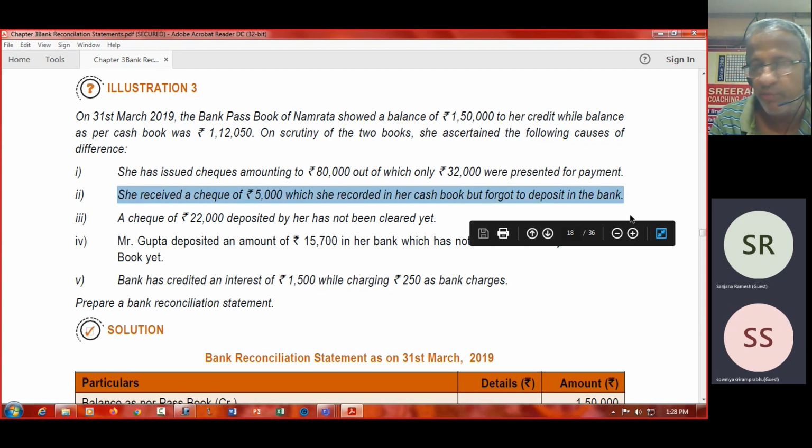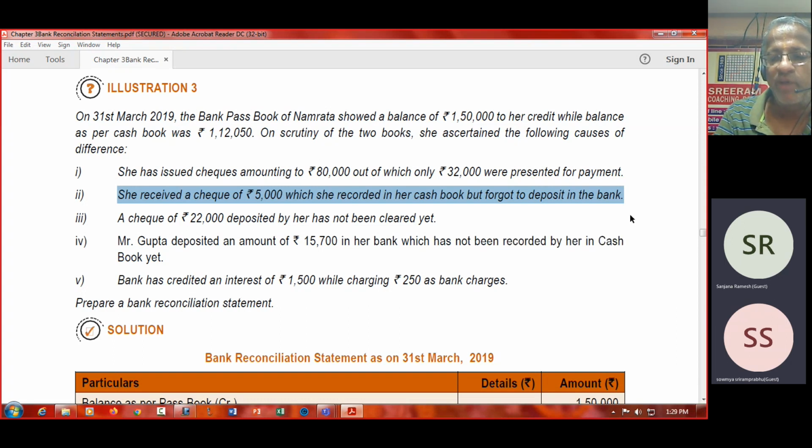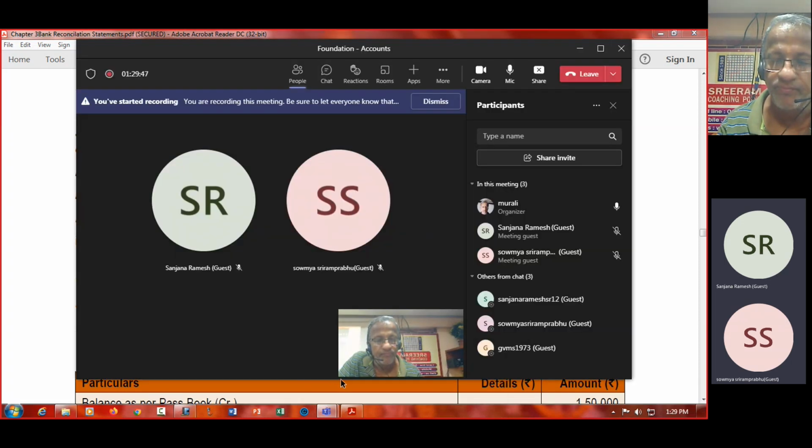Now, Manimala, can you just try this? She received a check of rupees 5,000, which was recorded in her cash book, but forgot to deposit it into the bank. In which book is this item seen? Manimala, are you there? Manimala, are you present? Manimala is not there. She is out of coverage.